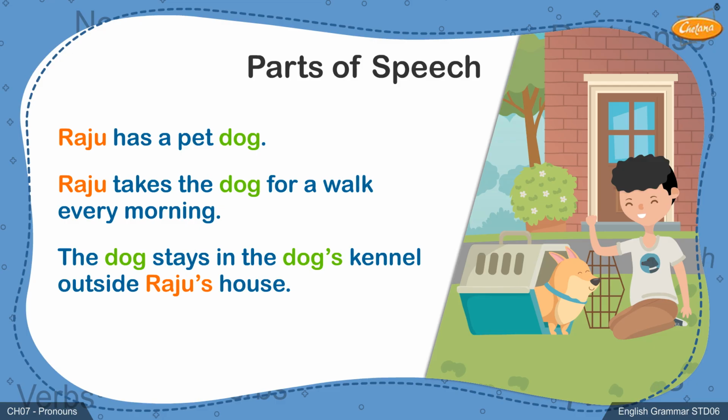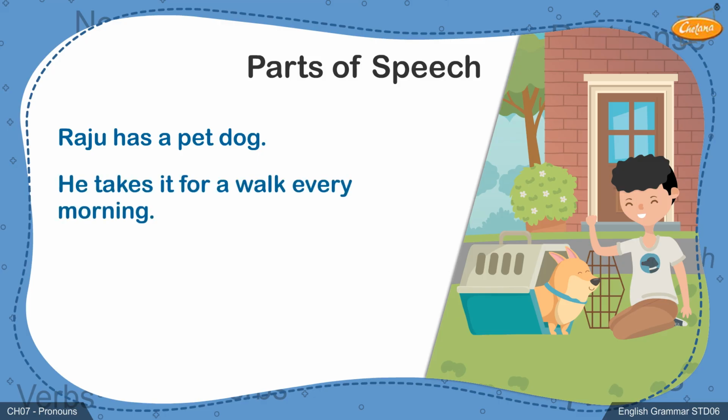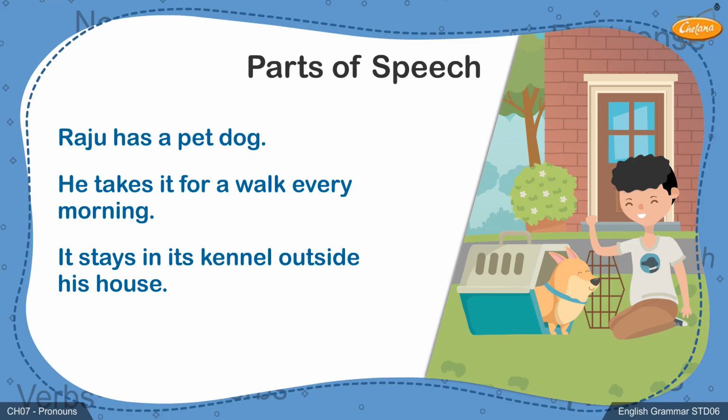For example, the same set of sentences can be written in this manner without changing its meaning. Raju has a pet dog. He takes it for a walk every morning. It stays in its kennel outside his house. When we read carefully, we can notice that the nouns Raju and dog have only been used once. The words he, his have replaced the noun Raju, and the words it and its have replaced the noun dog.